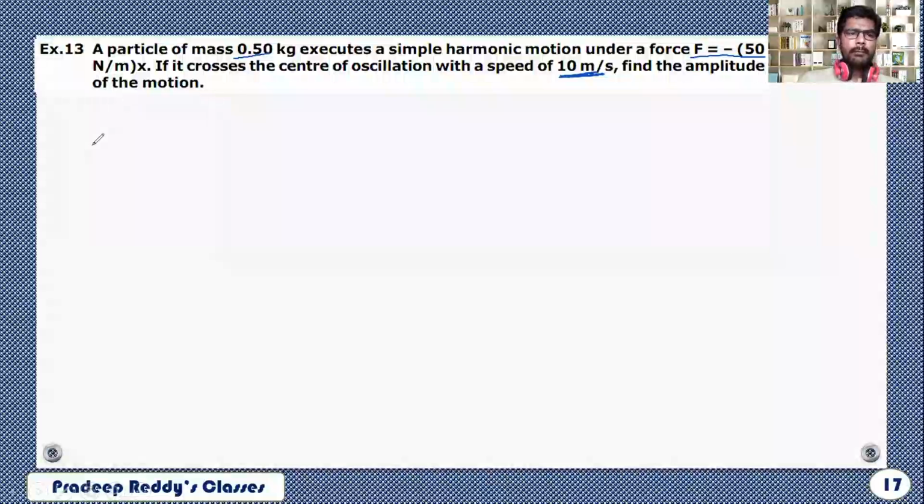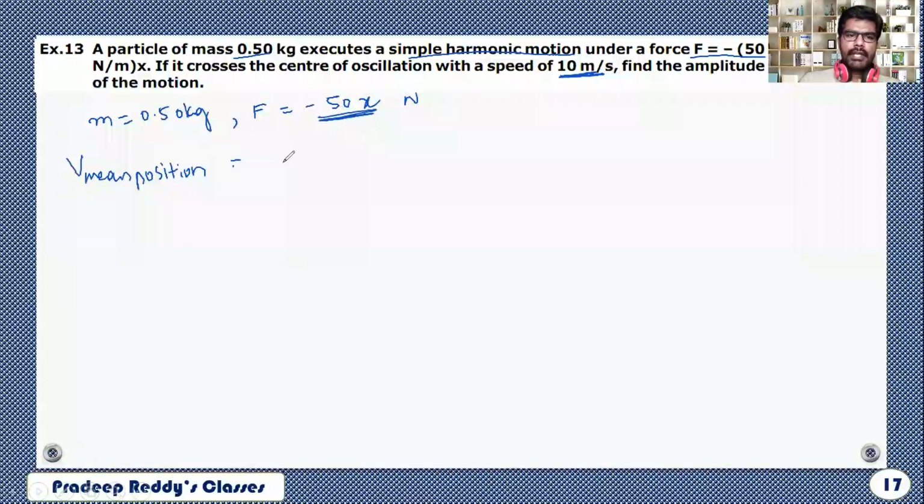Look here. The mass of the particle is given as 0.50 kg, and it is executing simple harmonic motion under the force F equal to minus 50 x newton. This is the restoring force. If the particle crosses the center of oscillation, the mean position, with a speed of 10 meter per second, the velocity at the mean position is given as 10 meter per second, and velocity at mean position is maximum. Therefore, it can be equated to A omega.